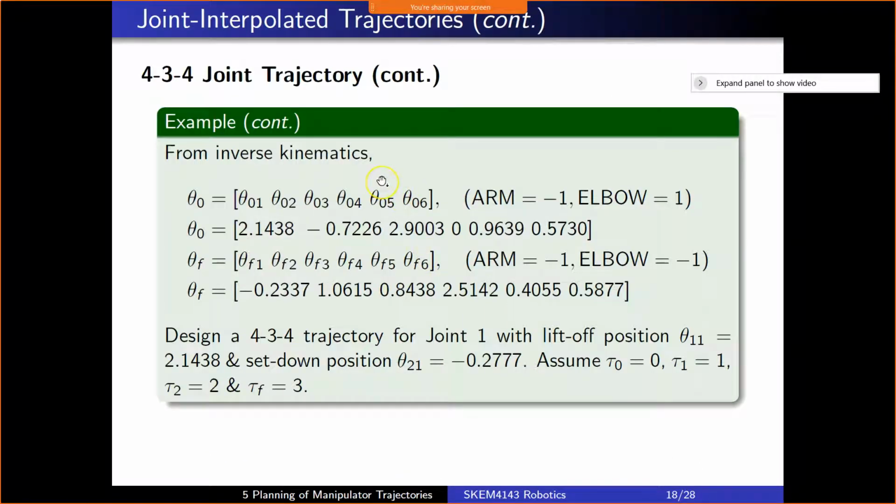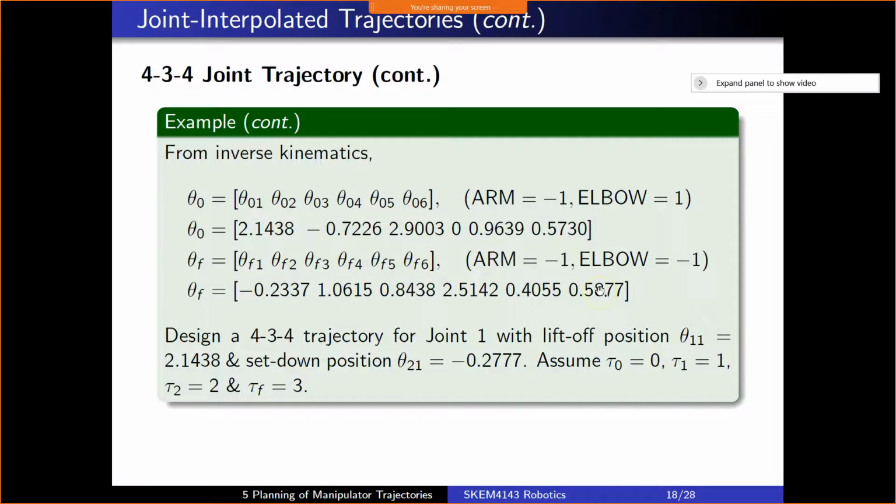From inverse kinematics, these are the angles that we obtain using arm to be -1. If you remember, -1 should be left, right? Left arm. Elbow 1, that means this is elbow above. Okay, we get this, and the final positions are this.